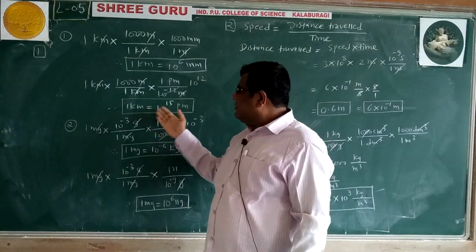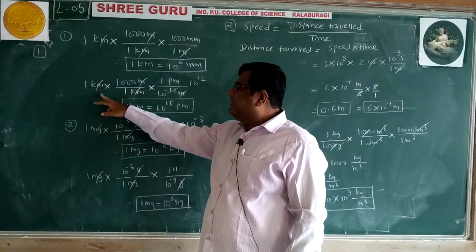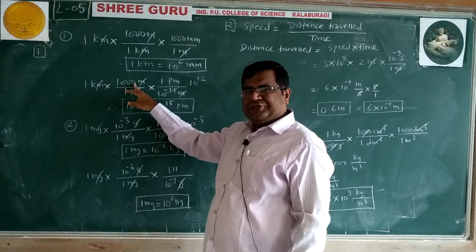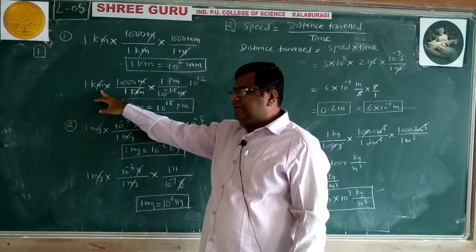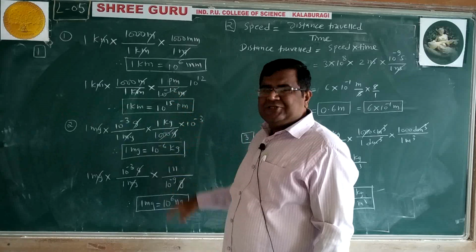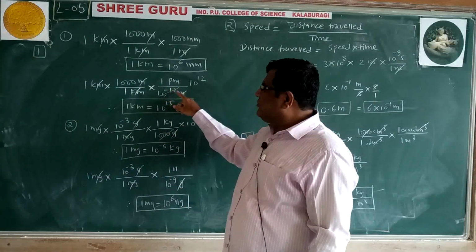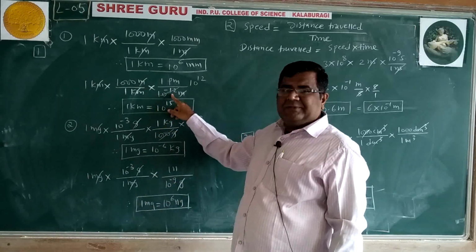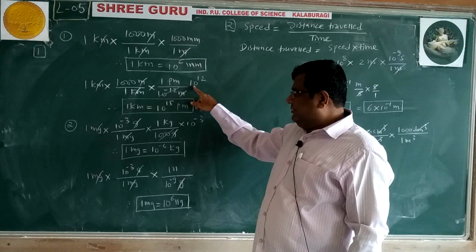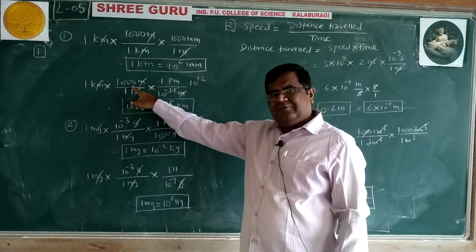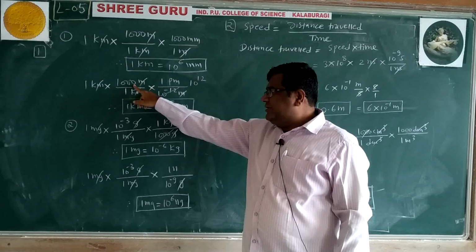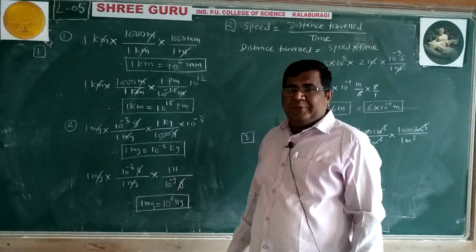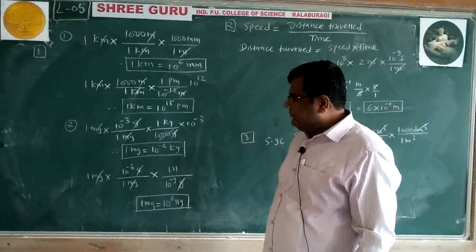The kilometer is to be converted into picometer. 1 kilometer is equal to 1000 meter divided by 1 kilometer, because 1 kilometer is nothing but 1000 meter. Kilometer we can cancel. The meter is to be converted to picometer. 1 picometer is equal to 10 raised to minus 12 meter. This meter we can cancel. This 10 raised to minus 12, in the numerator, becomes 10 raised to plus 12. This 10 raised to plus 12 and this 10 raised to plus 3, 1000 is nothing but 10 raised to plus 3. 10 raised to plus 3 multiplied by 10 raised to plus 12 is nothing but 10 raised to 15. So 1 kilometer is equal to 10 raised to 15 picometer.